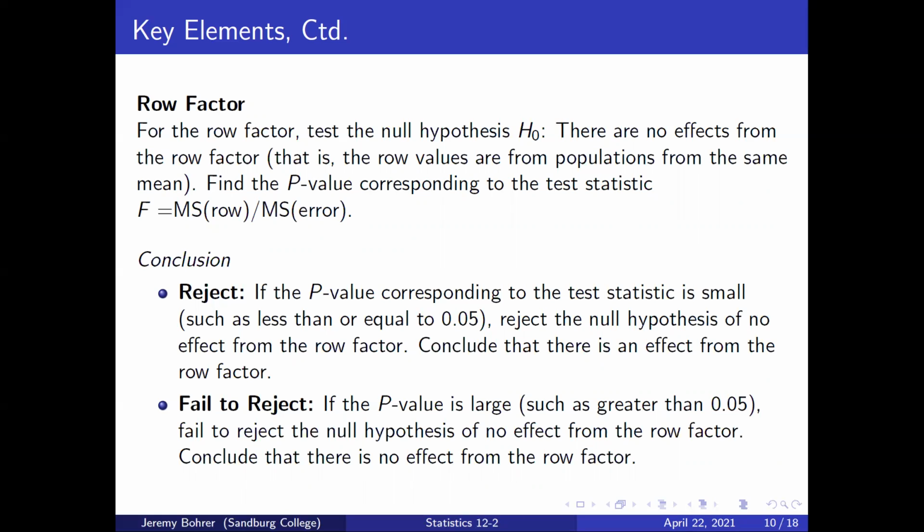Fail to reject if the p-value is large, such as greater than 0.05. Fail to reject the null hypothesis of no effect from the row factor. Conclude that there is no effect from the row factor.